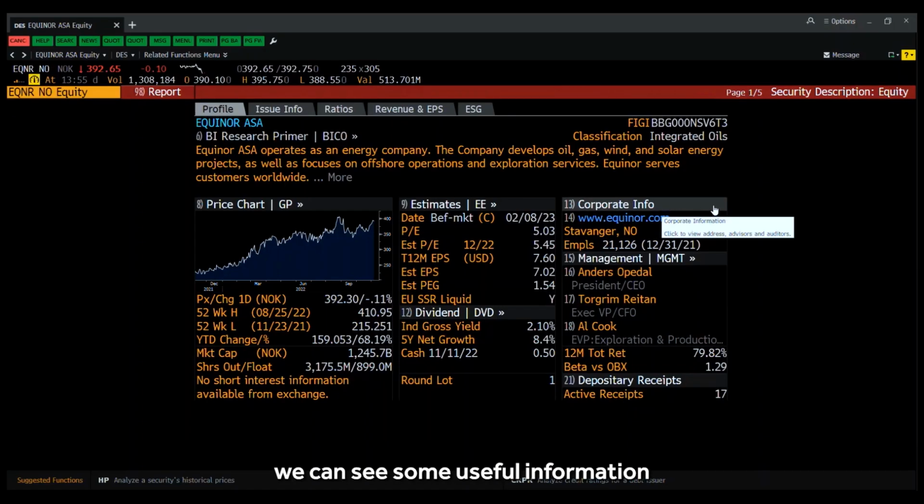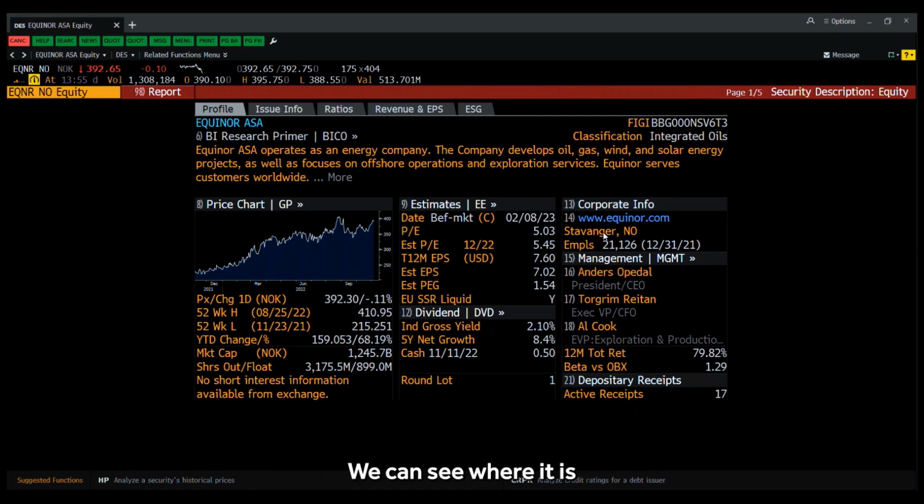Over here, we can see some useful information on the company. We can see where it is headquartered in Stavanger. We can see the number of employees at the most recent report date. And we can also see some senior company management here.